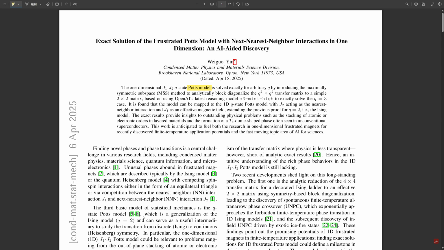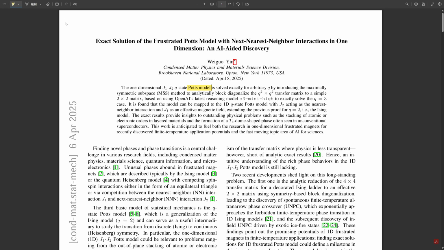Exactly, and that's precisely what brings us to the core of our deep dive today. You flagged some compelling research focused on a theoretical model that has grappled with this frustration for decades, the 1D J1 J2 Q-state Potts model. And it appears a definitive, exact solution has finally emerged. Indeed. The sources you provided detail a significant theoretical achievement in solving this long-standing puzzle. While the model itself is abstract, its implications resonate deeply with fundamental questions about how order arises in complex systems.